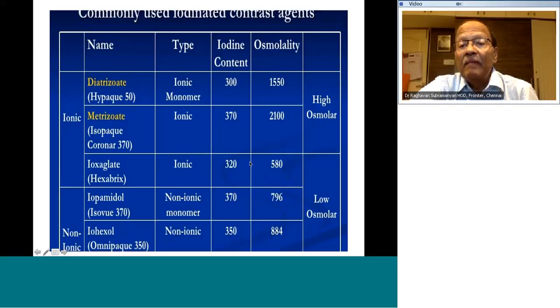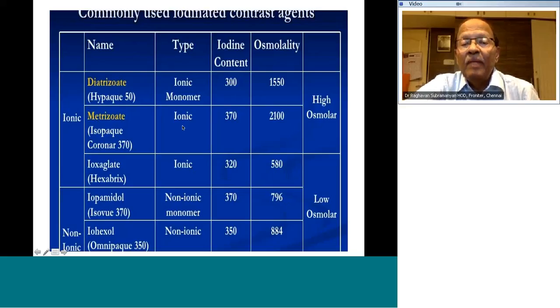Now, these have a very high iodine content as compared to the osmolarity, and therefore these are called low osmolar. It's only relatively low osmolar because they are still hyperosmolar. They are still 2 to 3 times normal osmolality, but they are called low osmolar because they have a high iodine content in relation to osmolarity. Okay, that's one factor. The other factor is whether they are ionic or non-ionic.